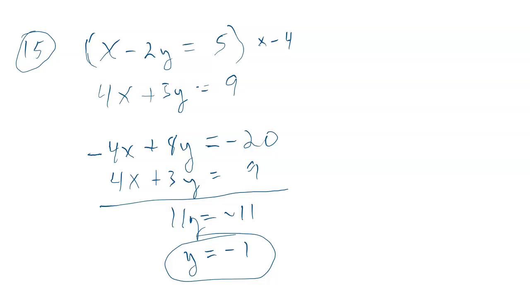I'm going to plug it into the first one. I'm not really sure why. I just am. So I get x plus 2 is equal to 5, and so x is equal to 3. Easy enough. On to 16.